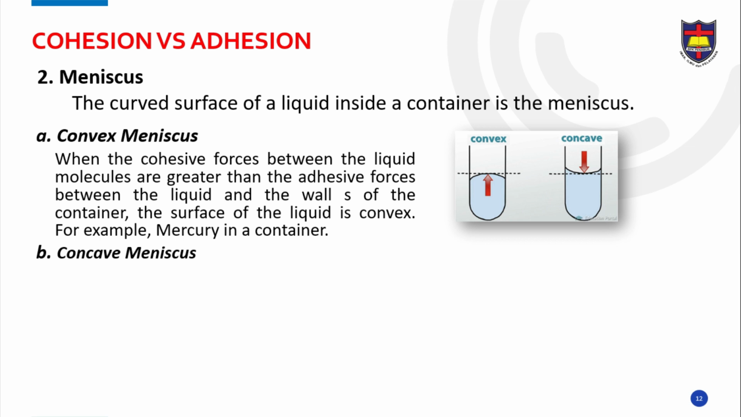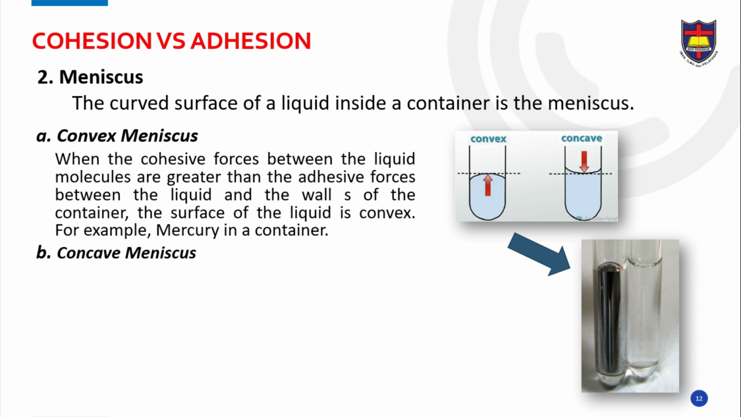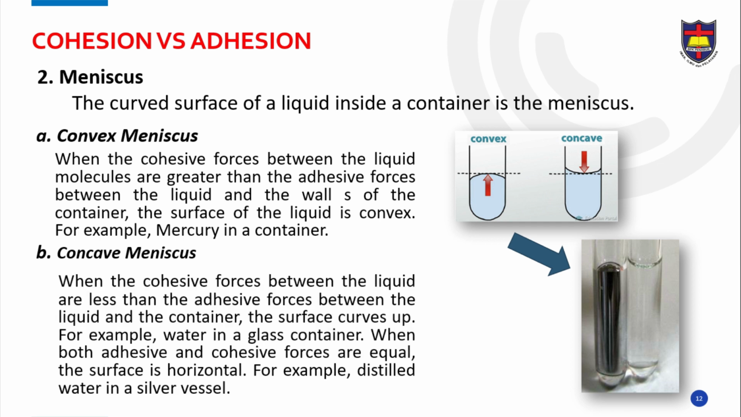Let's take a look at mercury in the glass container. As we can see, the surface of the mercury is convex. Next, concave meniscus. It happens when the cohesive forces between the liquid molecules are less than the adhesive forces between the liquid and the container. The surface curves up. Let's take a look at the water in a glass container. As we can see, the surface of the water is concave.